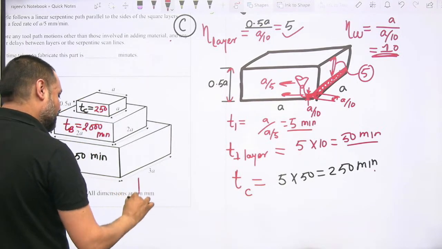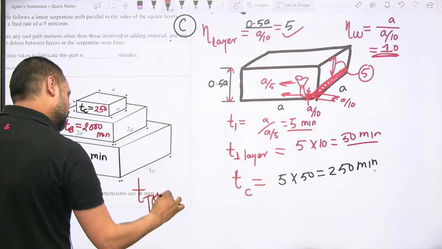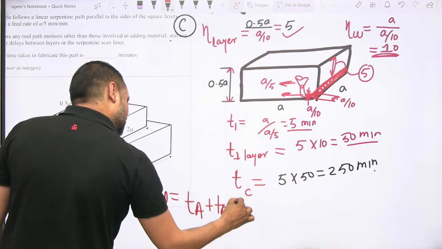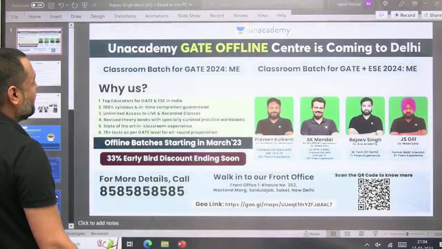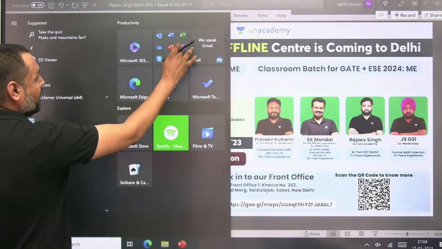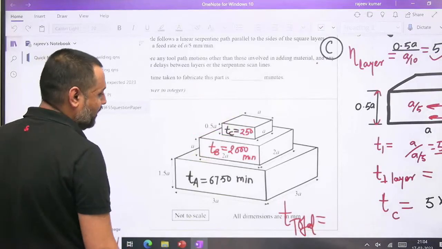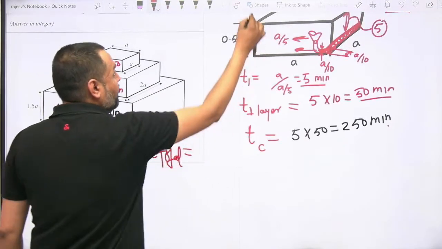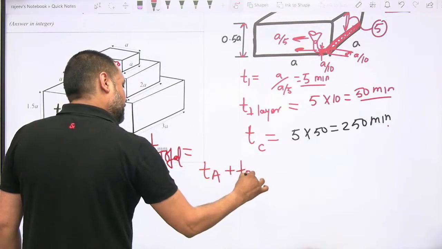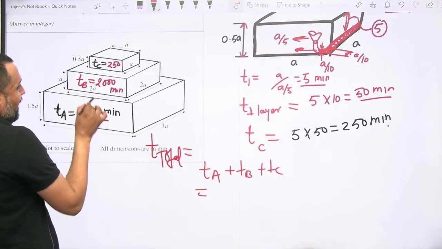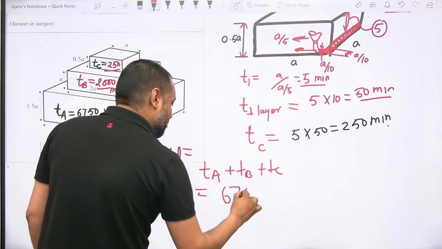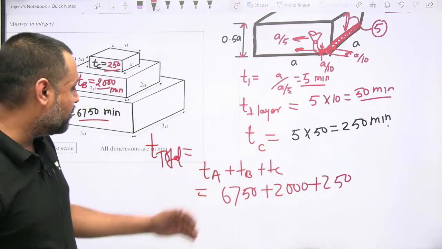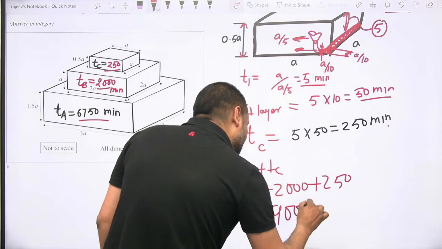And that's how the total time taken will be equal to TA plus TB plus TC. It has hung and gone somewhere, I will bring it once again here. Don't worry, you just have to add the three. T total will be equal to TA plus TB plus TC, and that is equal to 6750 plus 2000 plus 250. That means it is going to be 7000 plus 2000, 9000 minutes.